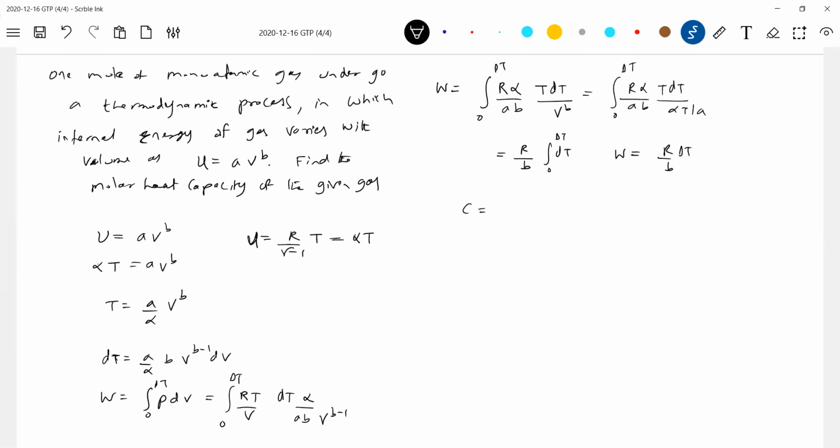So molar capacity is equal to C equal to Q by delta T, which is delta U plus W by delta T. CV plus W by delta T. What is W? This will be R by B. So finally, molar capacity equal to how much? CV plus R by B.